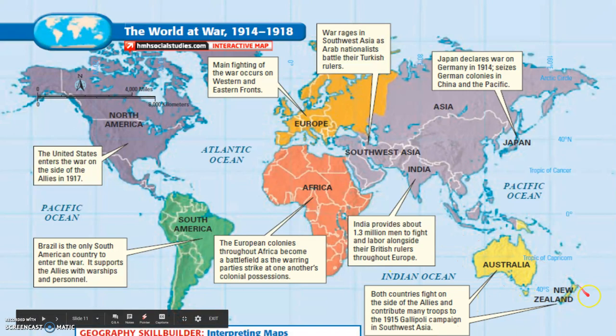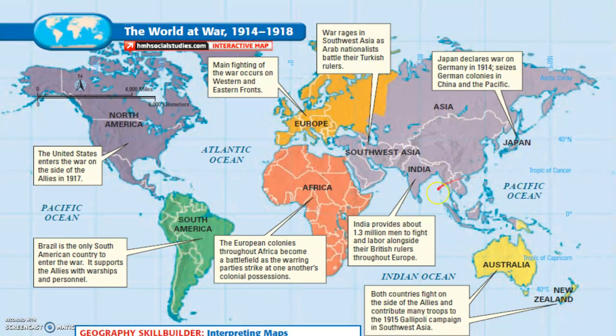Australia, both Australia and New Zealand, fight on the side of the Allies and contribute many troops to the 1915 Gallipoli campaign, which is a huge failure for the Allies. Japan declares war on Germany in 1914 and seizes lots of German colonies over here in the Pacific, and the United States enters in 1917 on the side of the Allies.